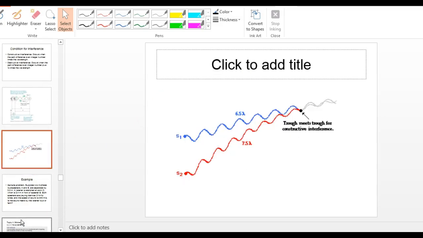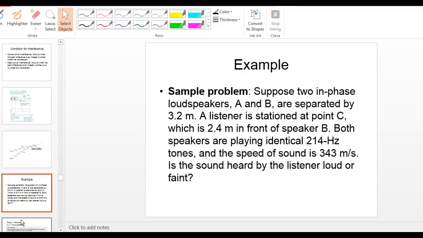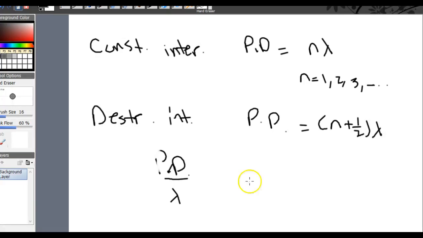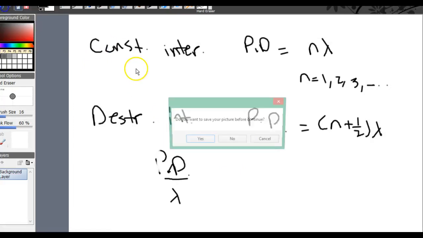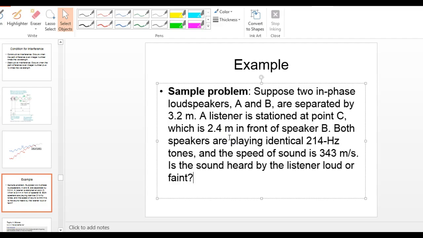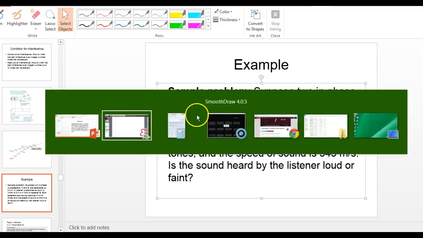And that's just another picture of the same thing. This example, I did it in one of the classes. I didn't do it in the other class. But this is a slightly more complicated example of the same type of situation. Let me clear off some space. And this problem says, suppose two in-phase loudspeakers, A and B, are separated by 3.2 meters.